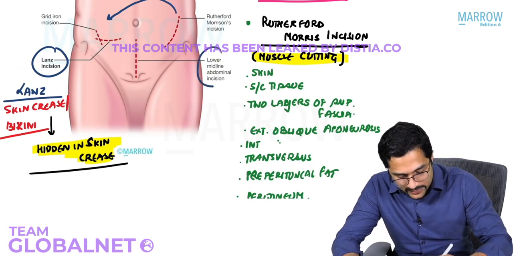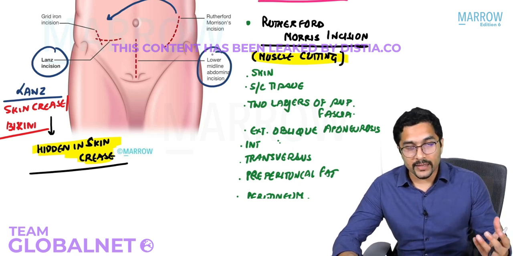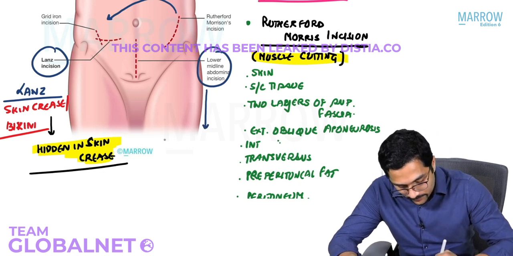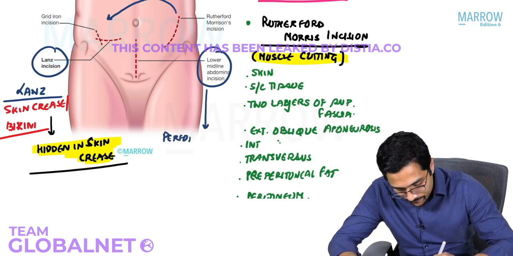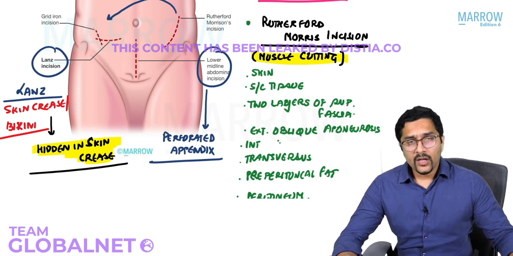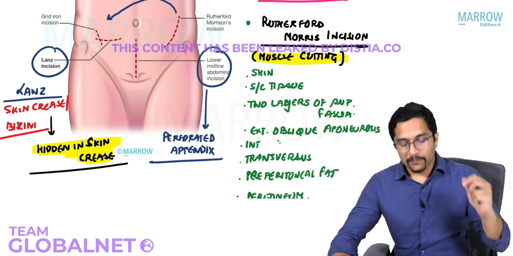This is a lower midline incision, and in various modules I've already told you what structures are cut in the midline incision. Now this lower midline incision is usually used when there is a perforated appendix. When there is a perforated appendix, that is when we are using this incision. So these are the various open incisions which are used during appendicectomy.